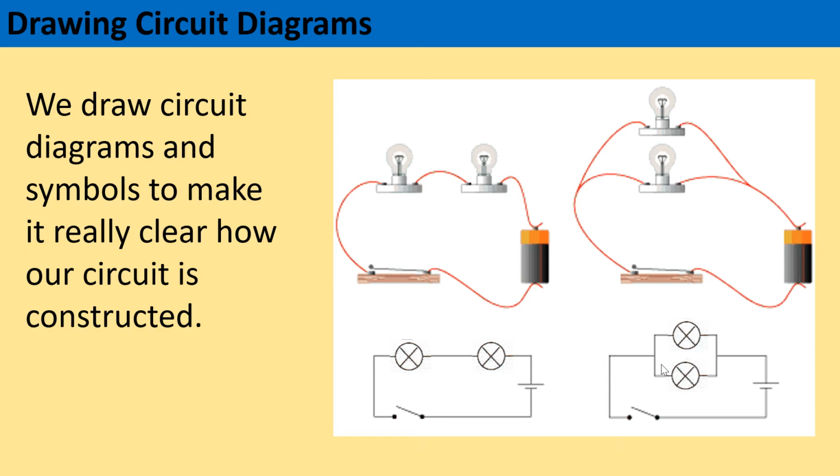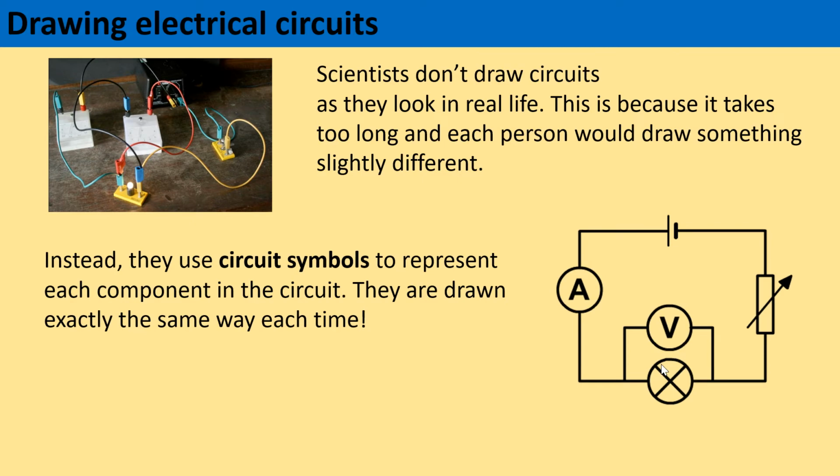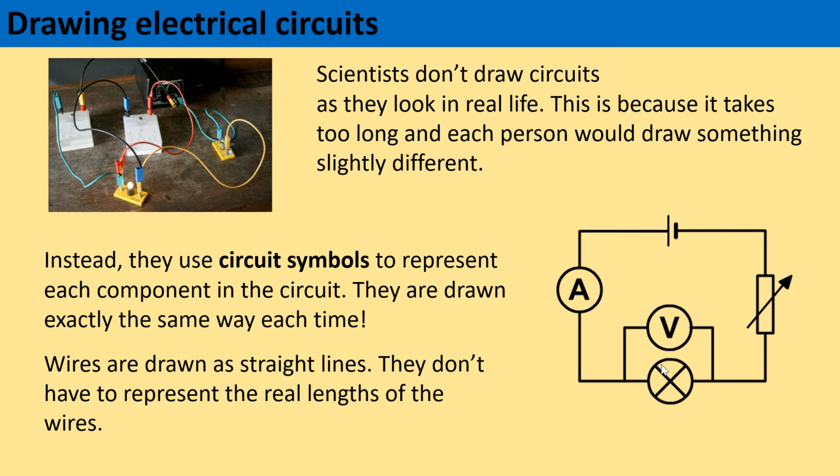So you can see there we've got two different circuits and their corresponding circuit diagrams. Now, scientists don't draw circuits as they look in real life. This is because it would take too long and each person would draw something slightly different. So instead we use circuit symbols to represent each component in the circuit, and they are drawn exactly the same way each time. And your wires are always drawn as straight lines. They don't have to represent the real lengths of the wires.